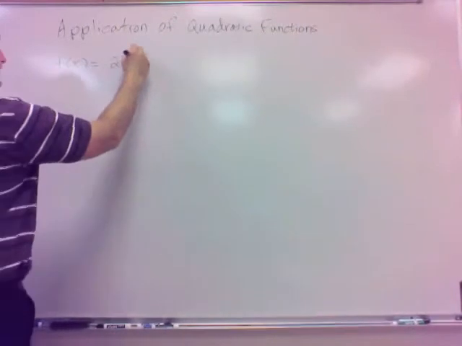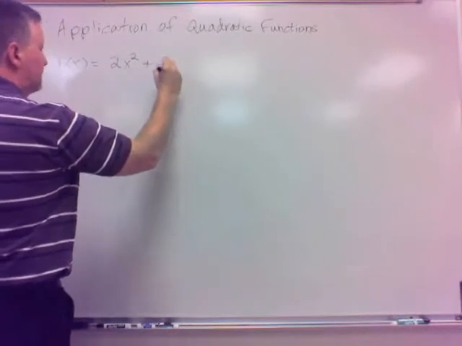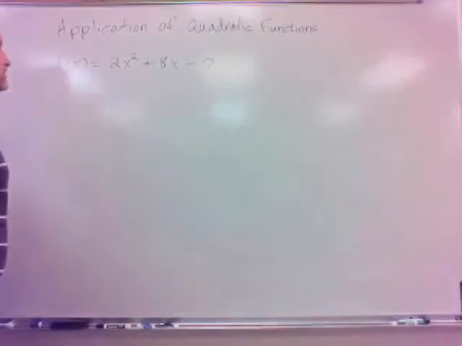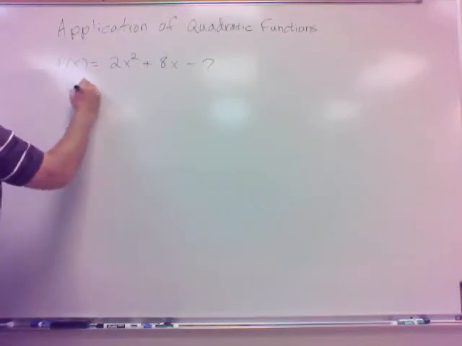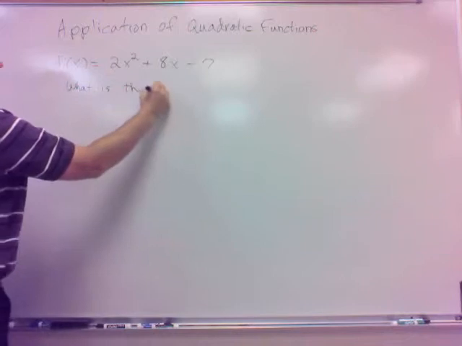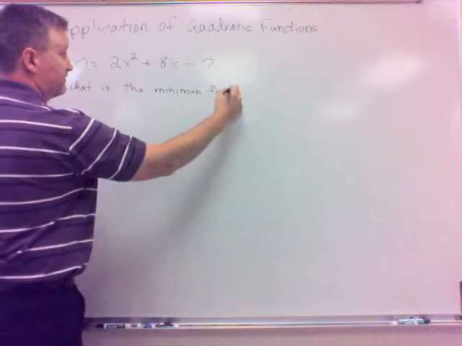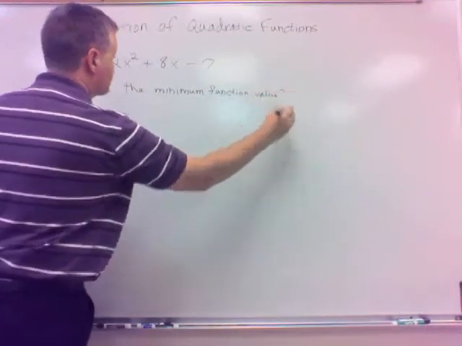Let's just make it 2x squared plus 8x minus 7. Okay? On that one, if I were to ask you, what is the minimum function value, the f of x value for this minimum? What is the minimum function value?